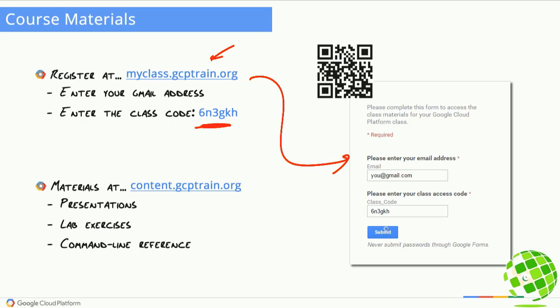From there, there'll be a link after you register that you can click on, or if you ever need to get there again, you can just head over to content.gcptrain.org. So all of our presentations that we'll be working with, lab exercises, and even a command line reference there will be in there. And in fact, why don't I just take you through this process right now?